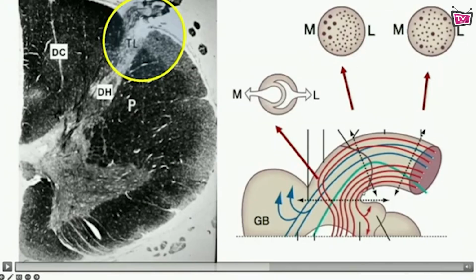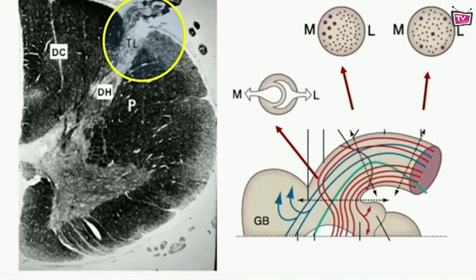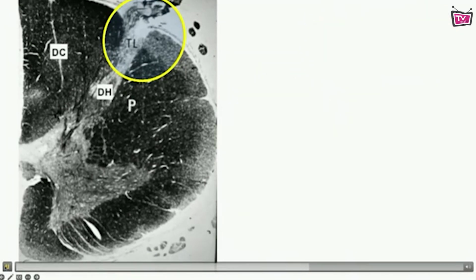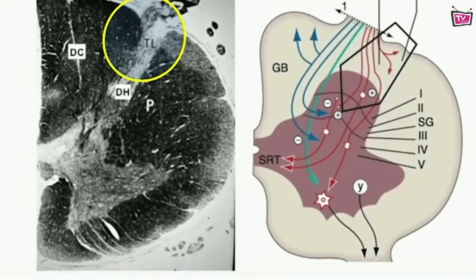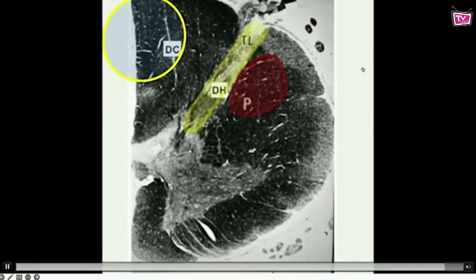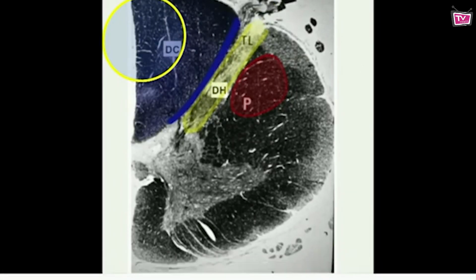The tract of Lissauer is arranged in such a way that these fibers rearrange themselves. That is the reason that the part just lateral to the root entry is the one we cut, and we spare the large fiber part.